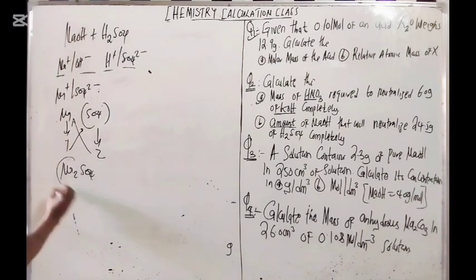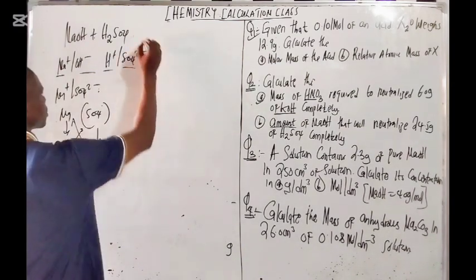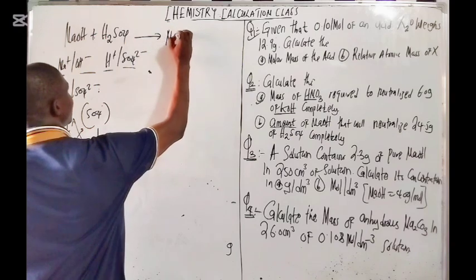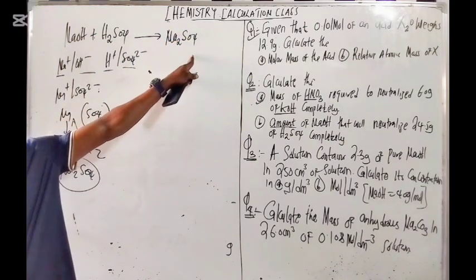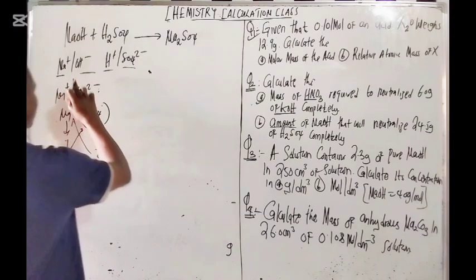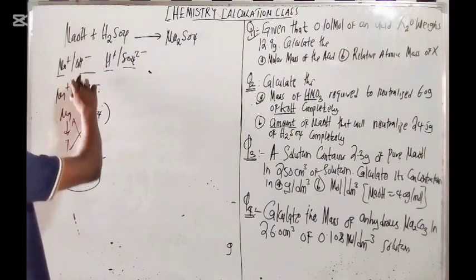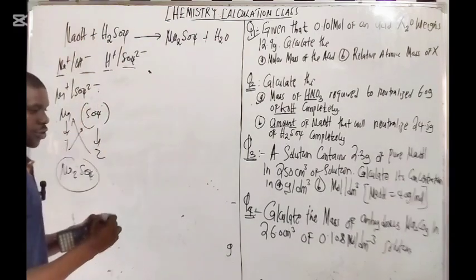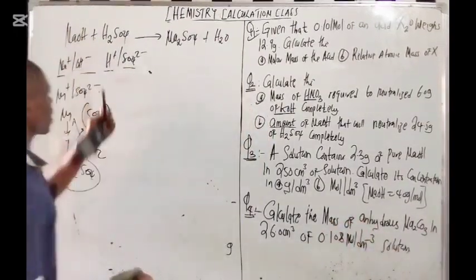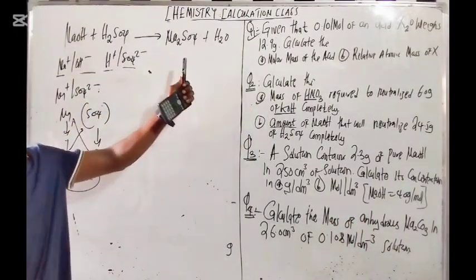Na2SO4. So what is the compound going to be? Na2SO4. Can you see that? Na2SO4, right? Plus H plus OH here gives what? Water, H2O. So once you have written this, this is called the completion of the reaction.